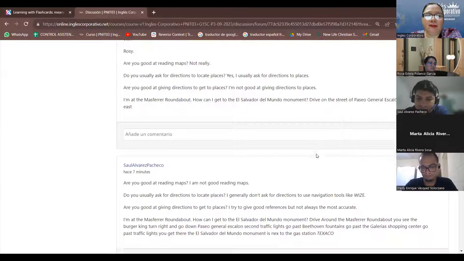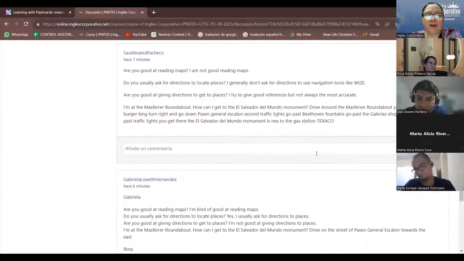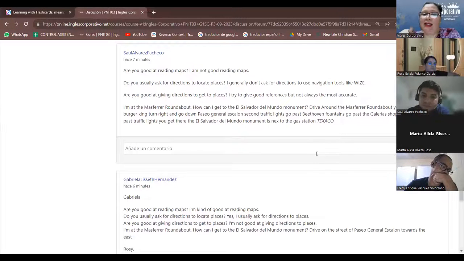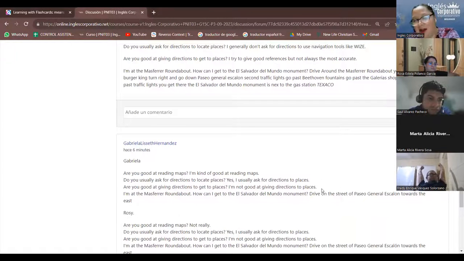So, Saul says, you see the Burger King, turn right and go down Paseo General Escalón. Second traffic lights. At the second traffic lights, go past Beethoven fountains. All right, go past the Galerias shopping center, go past traffic lights to get there. The El Salvador del Mundo Monument is next to the gas station, Texaco gas station.